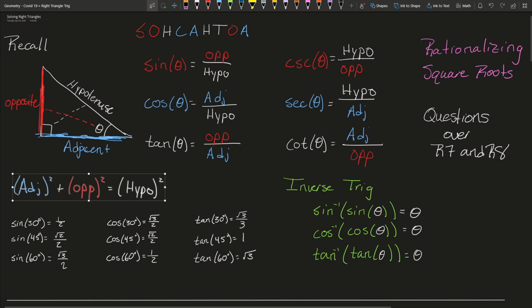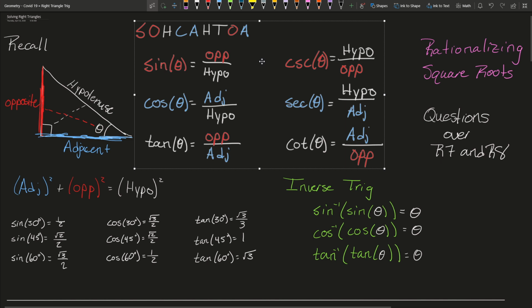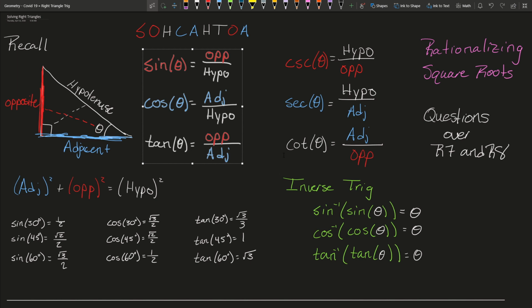Then we talked about SOHCAHTOA. With SOHCAHTOA, especially these first three, angles have different relationships with sides, and that's all that's saying. So the sine relationship with theta is going to be equal to the ratio of opposite over hypotenuse. The cosine relationship with theta is going to be the adjacent over hypotenuse. The tangent relationship with theta, that's the opposite over the adjacent. So that's using angles and sides now.